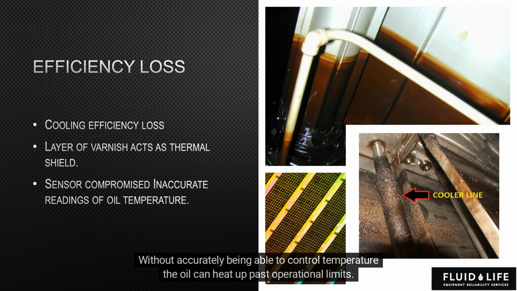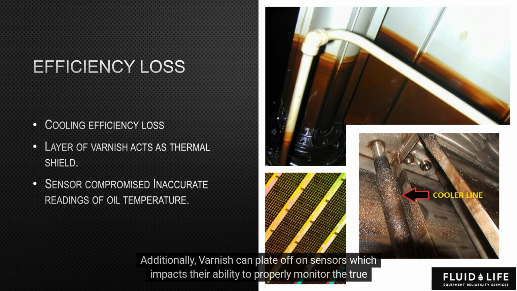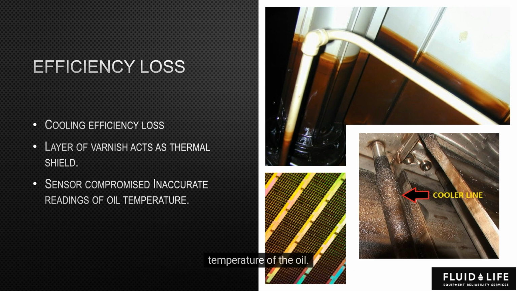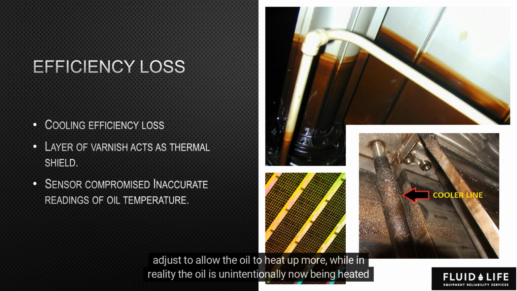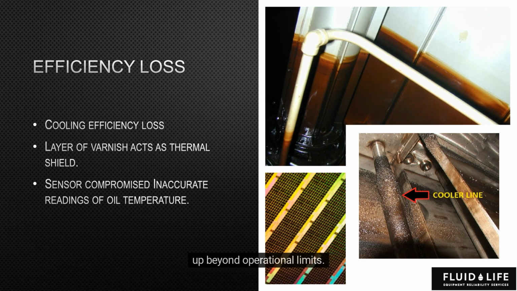Without accurately being able to control temperature, the oil can heat up past operational limits. Additionally, varnish can plate off on sensors, which impacts their ability to properly monitor the true temperature of the oil. In this case, the oil may be detected as too low of a temperature, and in response the cooler lines will adjust to allow the oil to heat up more, while in reality the oil is unintentionally now being heated up beyond operational limits.